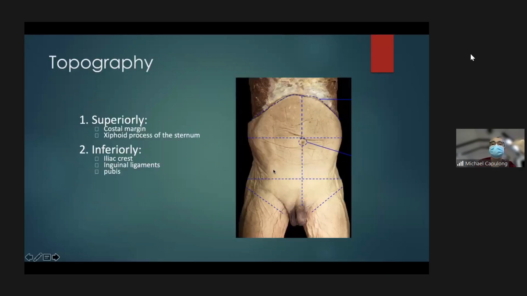Again, showing you this illustration. So superior boundary, your costal margins, your xiphoid process here. As you go down, this extends to a more lateral orientation on the side. And then you have your iliac crest here, your inguinal ligament here, and your pubic bone.